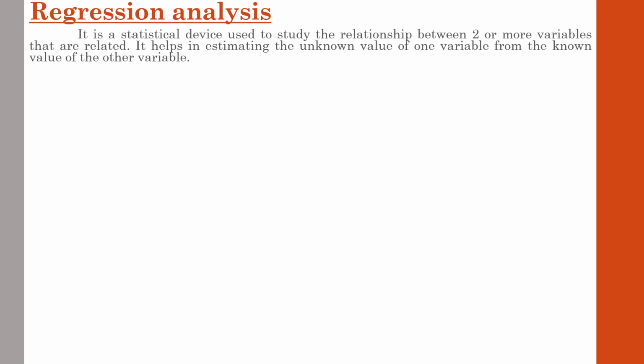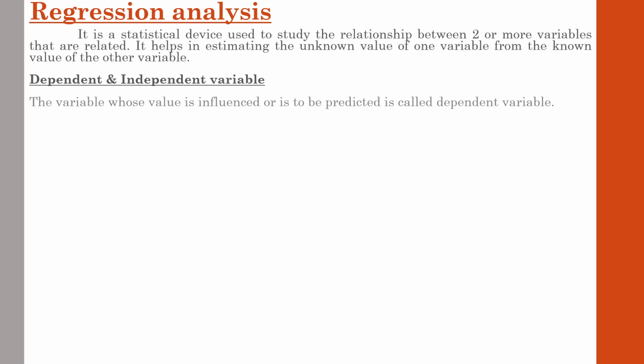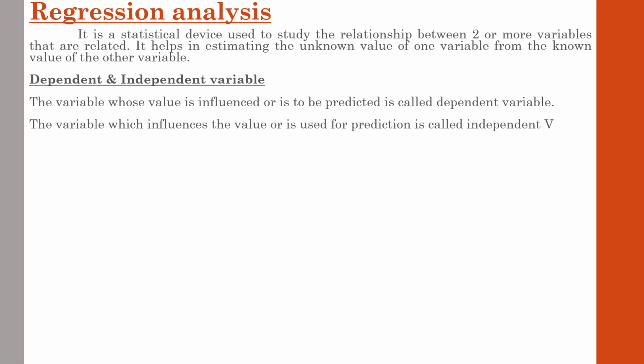In regression analysis, there are two types of variables, that is, dependent variable and independent variable. The variable whose value is influenced or is to be predicted is called the dependent variable, otherwise known as the unknown variable. The variable which influences the value or is used for prediction is called the independent variable.